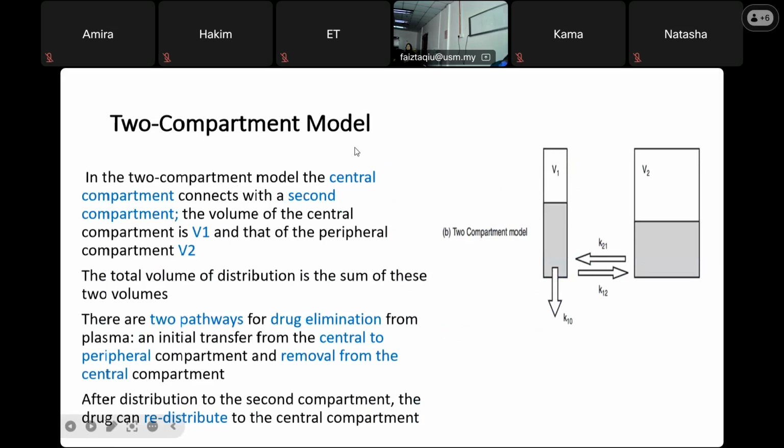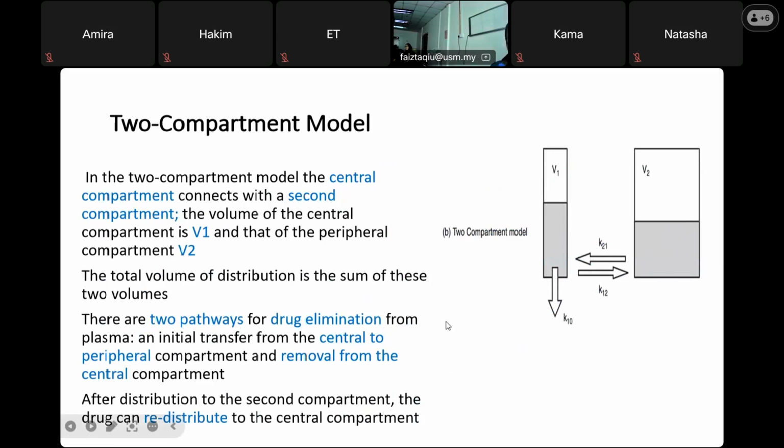First, the two compartment model. In the two compartment model, there is a central compartment that connects to the second compartment, which are V1 and V2. The total volume of distribution is the sum of these two compartments. And there are two pathways for drug elimination from the plasma. First is from the central to the peripheral, and the second is removal from the central compartment.